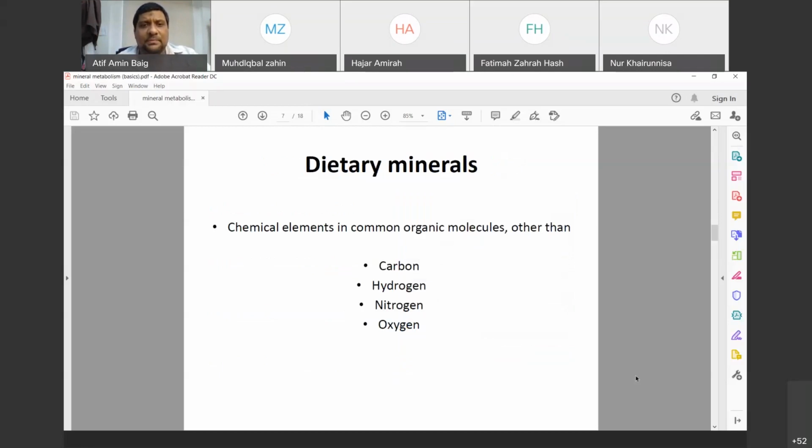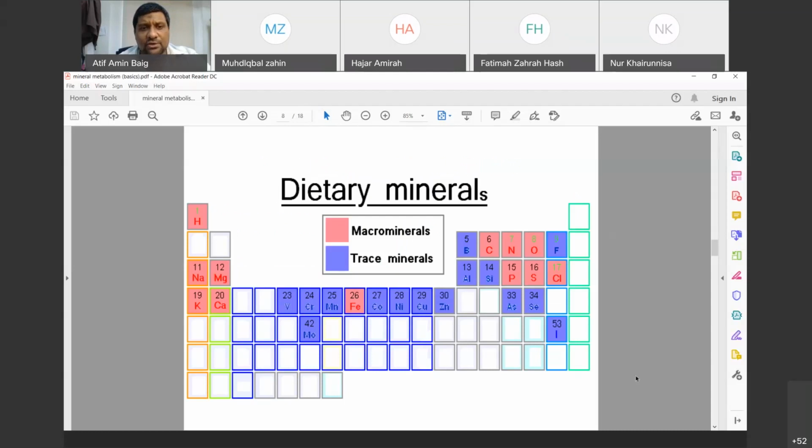Now the next concept is what are the dietary minerals? By definition, they are chemical elements in common organic molecules. Remember, we said the major ones are carbon, hydrogen, nitrogen, oxygen. Other than those four, which are essential and we need them in our diet, the rest are considered to be the dietary minerals. So we do have hydrogen, we do have boron, carbon, all these things which we have highlighted here. These are considered to be the dietary minerals.